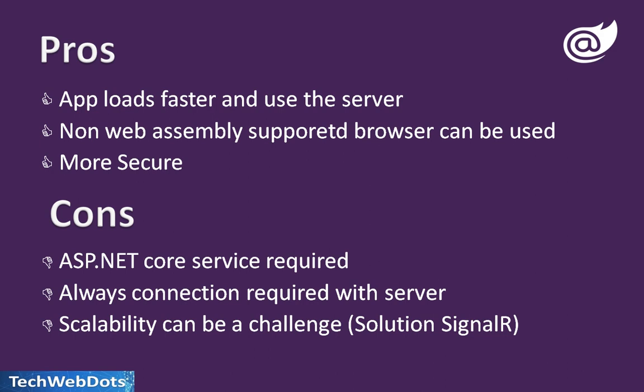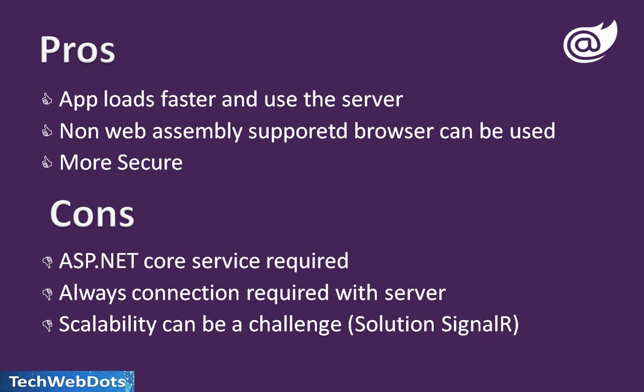So let's take a look at the disadvantages or cons. ASP.NET Core services are required, right? Because without that you cannot use it, because nothing is happening on WebAssembly. So ASP.NET Core services are required to run that application. A connection with the server is always required, yes, because in the WebAssembly model the connection is not required every time, right? But we are using the Blazor Server model. In that case, an active 24/7 connection is required.